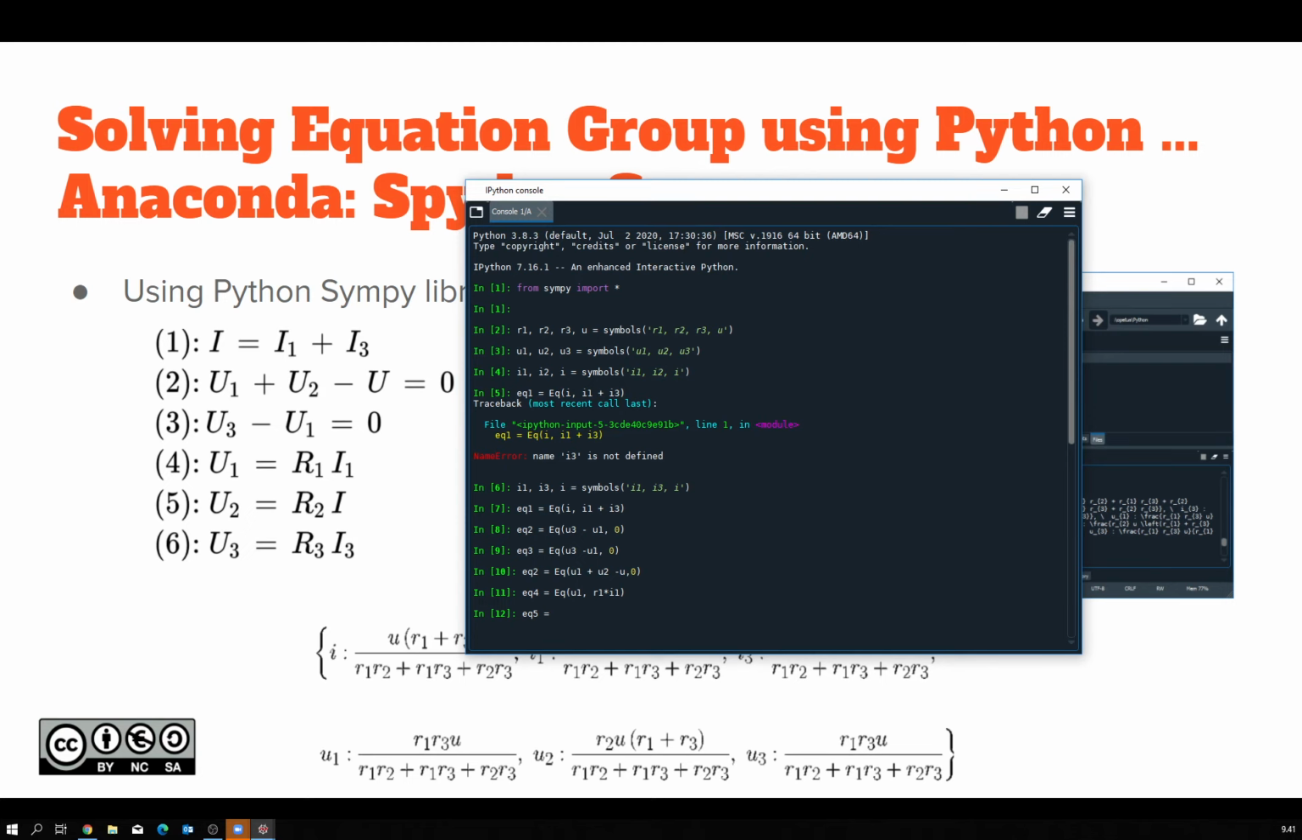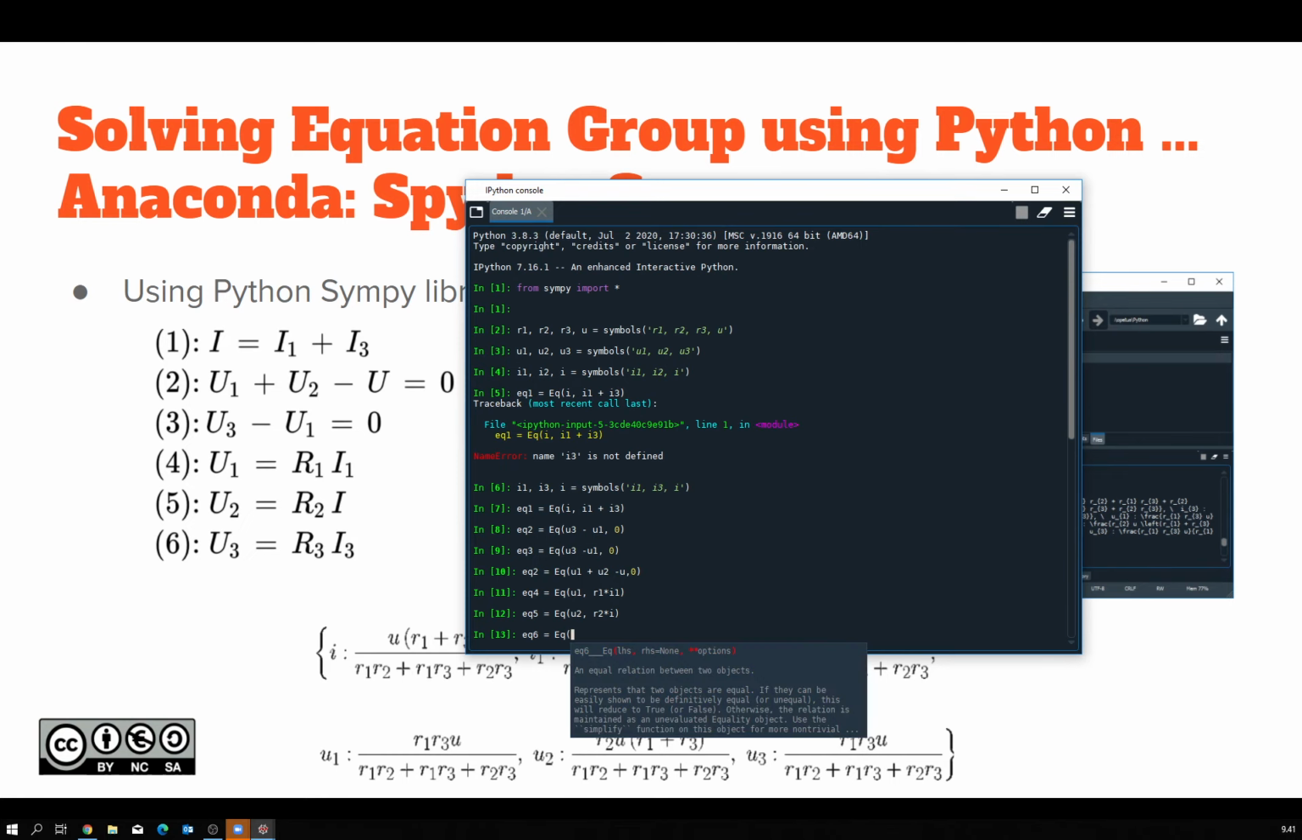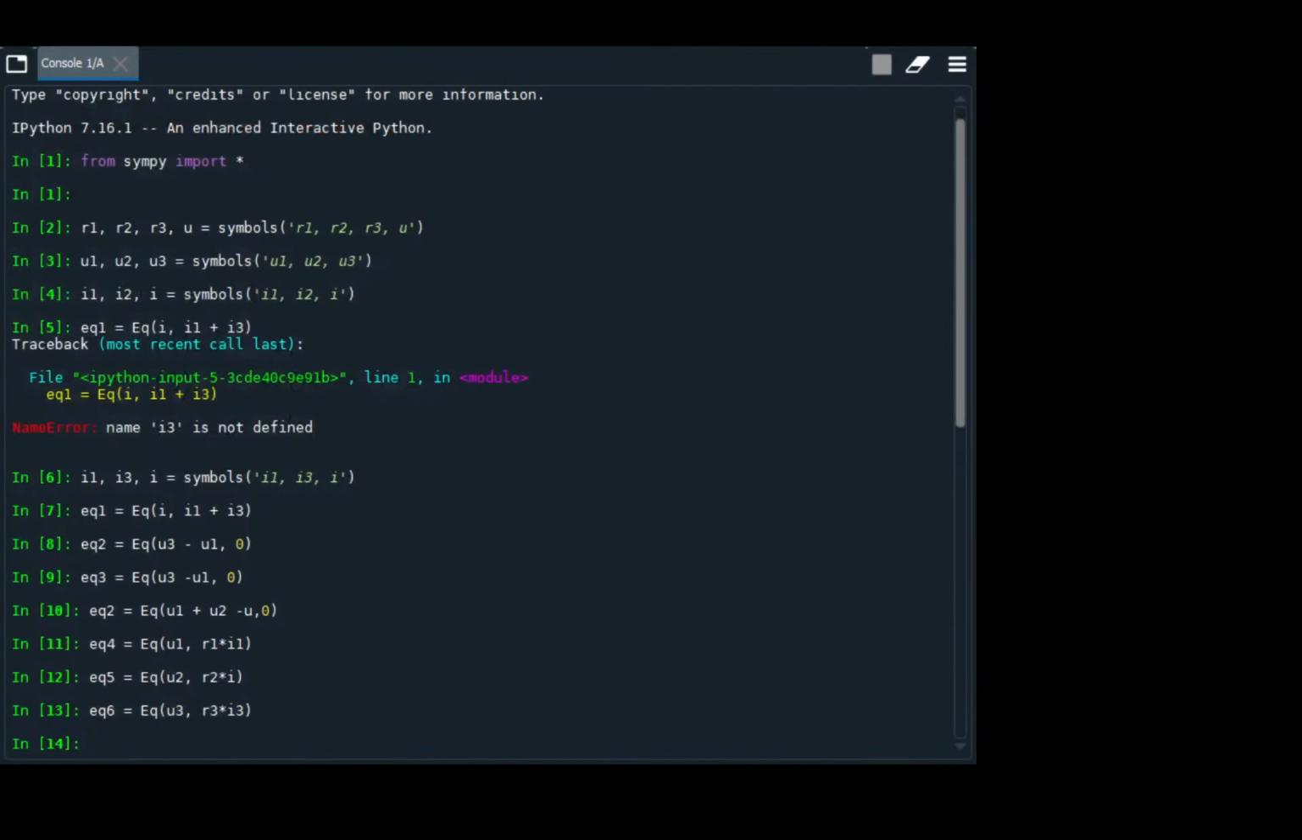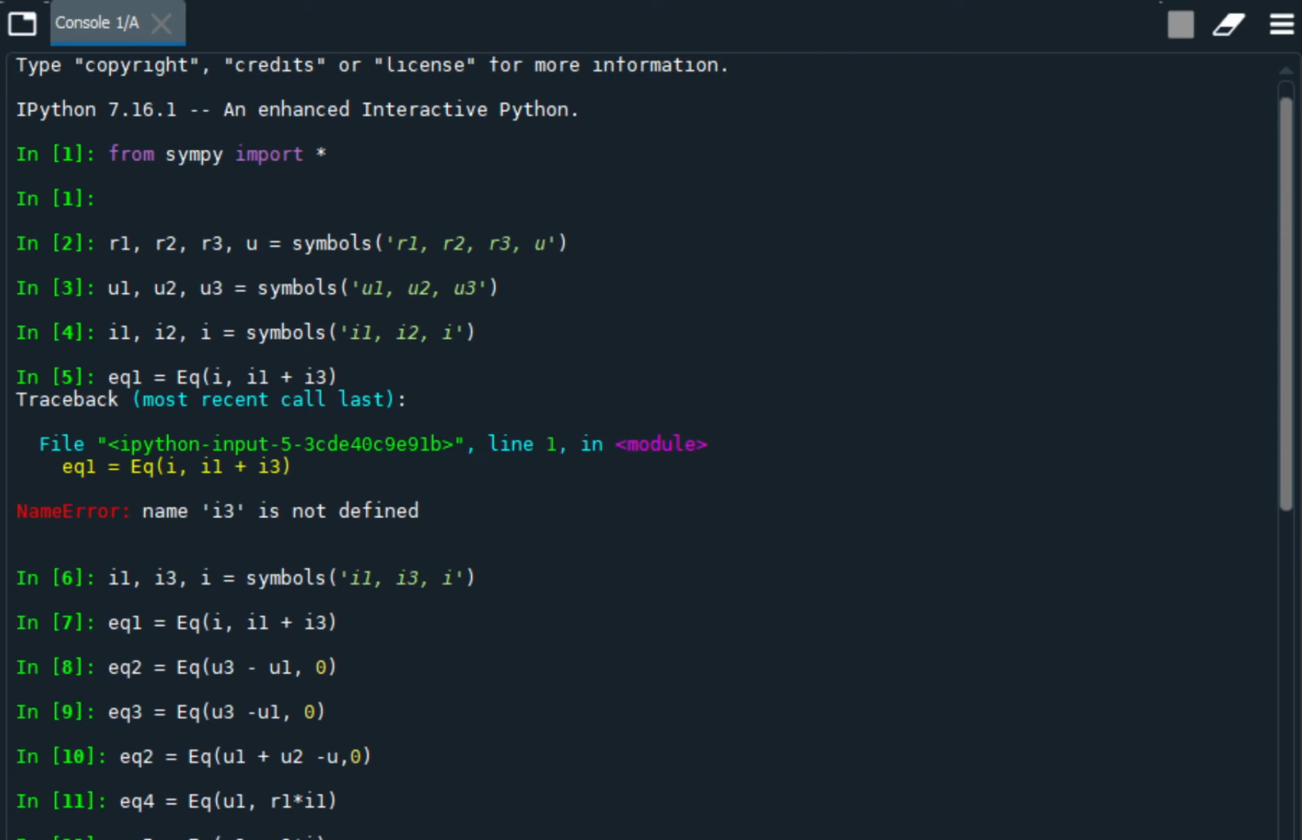Equation 5, EQ, U2 comma R2 times I, and the sixth equation is EQ and U3 is the same as R3 times I3. Okay, now I have the 6 equations here. Now I can actually go back to that display.